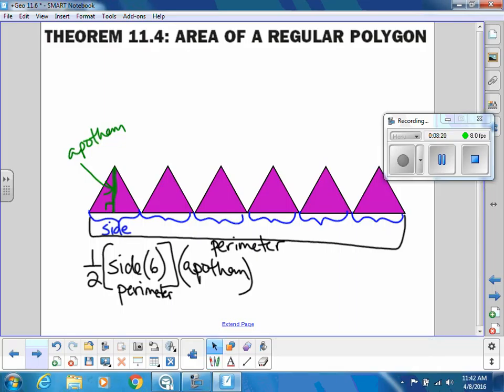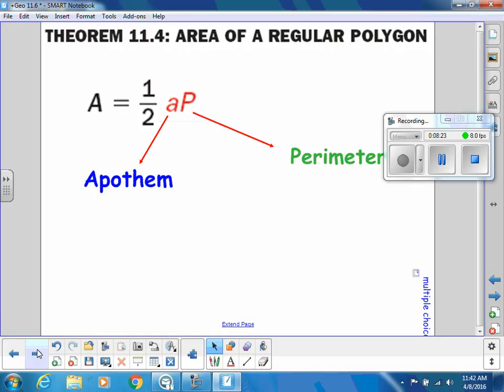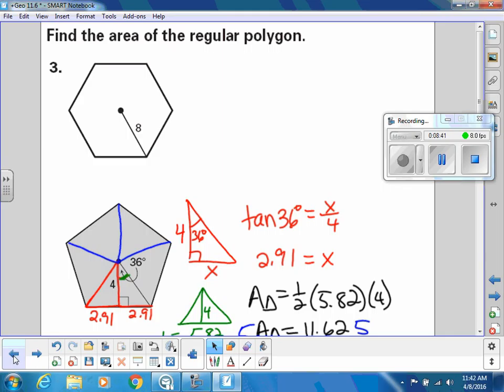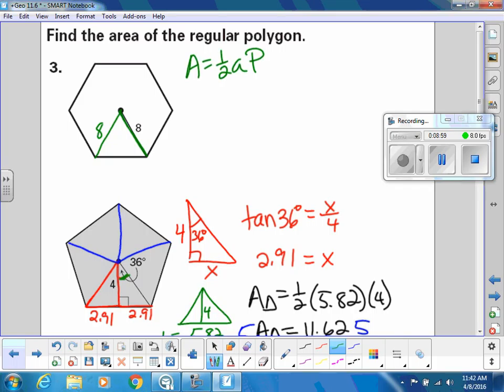Okay, so here's what I want you to write down. The area of a regular polygon is simply 1/2 the apothem times the perimeter. So if I could go back and redo any of those previous problems, I could use this formula. So let's do that right now. Let's go back and redo this one right here. So if this was a radius, correct? And I know that I need the apothem and the perimeter.